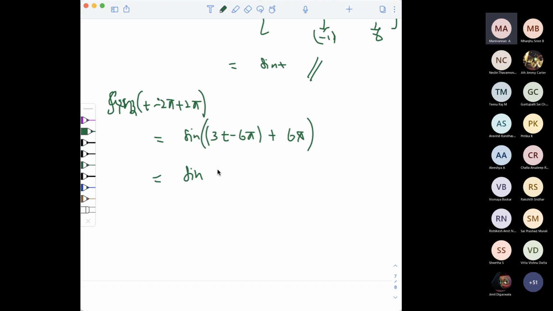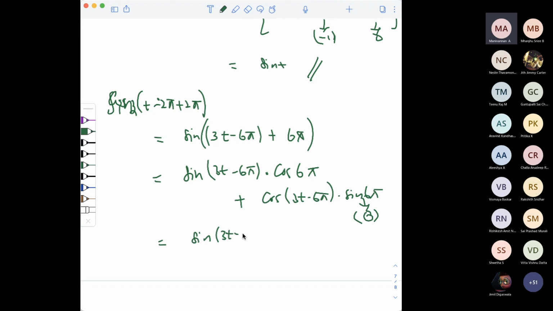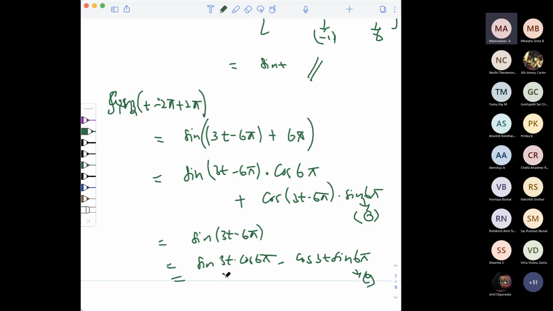So sine of a plus b means sine of 3t minus 6 pi cos 6 pi plus cos 3t minus 6 pi into sine 6 pi. So this is 0, and cos 6 pi is 1. So sine of 3t minus 6 pi, again if you are expanding this, sine 3t cos 6 pi minus cos 3t sine 6 pi, so that is 0, here it is 1. So again sine 3t. See, the same functions we are having, right?